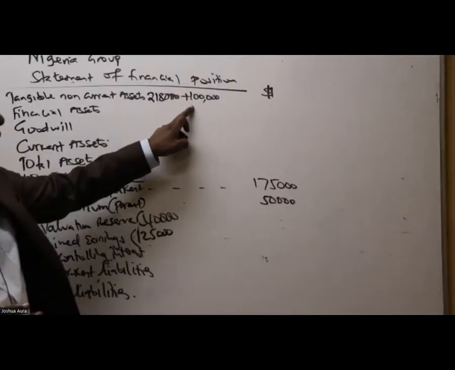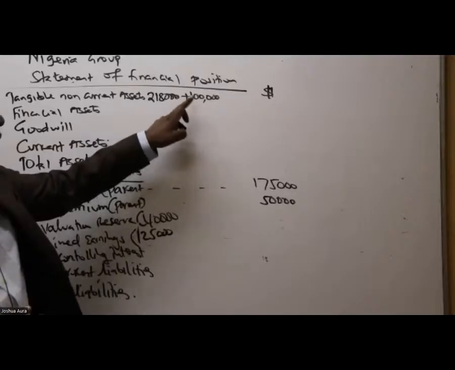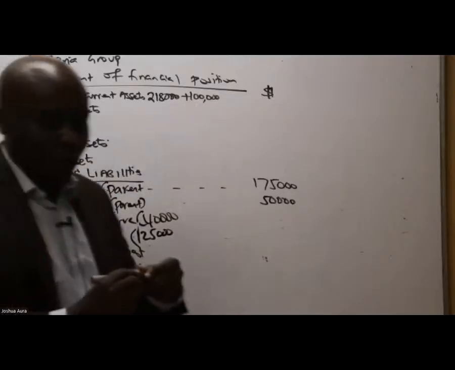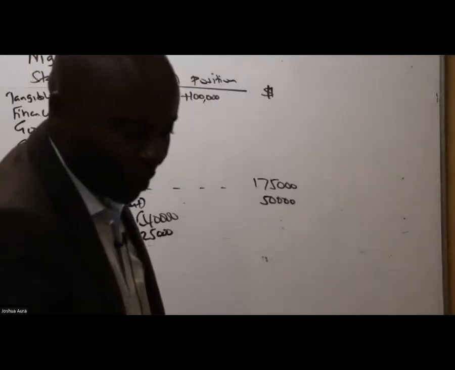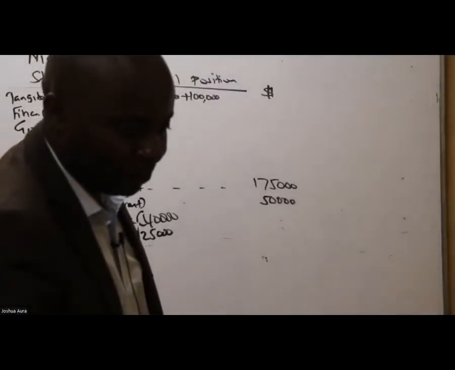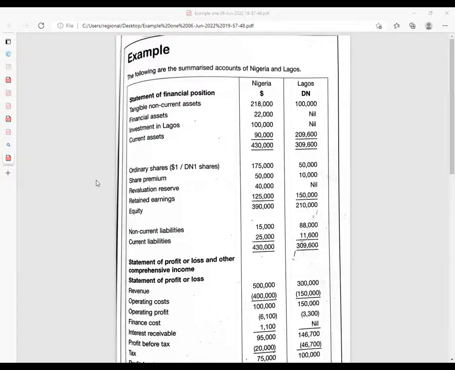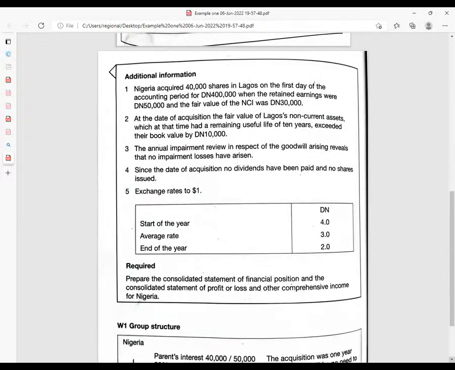So please tell me, for this 100,000 tangible non-current asset, which rate should I use to translate it? The exchange rates are given down here. Should I use from note number 5, the start of the year rate, average rate, or end of the year rate?